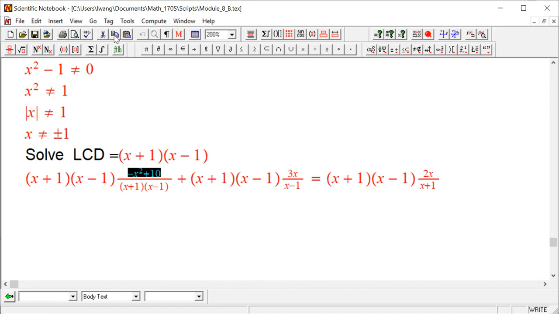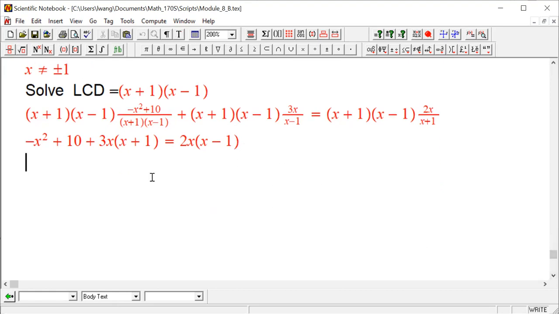As a result, the first term only has negative x squared plus 10 left. The second term has x minus 1 reduced, so we have 3x times x plus 1. On the other side of the equal sign, x plus 1 and x plus 1 are reduced, so we have 2x times x minus 1. By this time, we have all the denominators reduced.